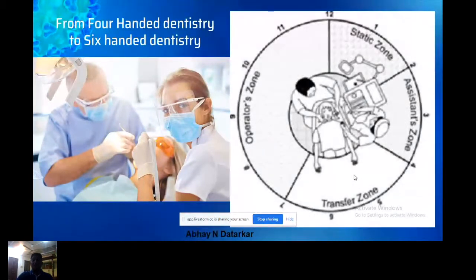Take an example: you want to do a composite filling, and you are treating a patient. If you just pick up a syringe of the composite material, there is a possibility that the whole material gets infected.